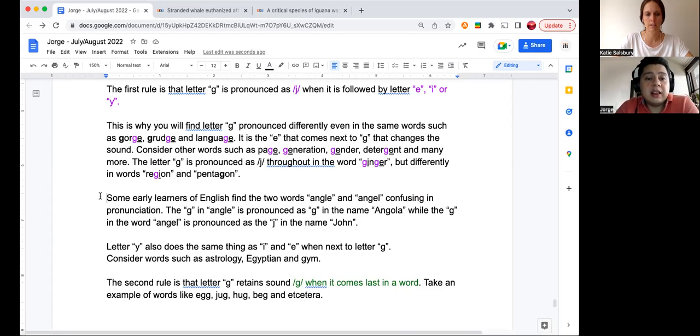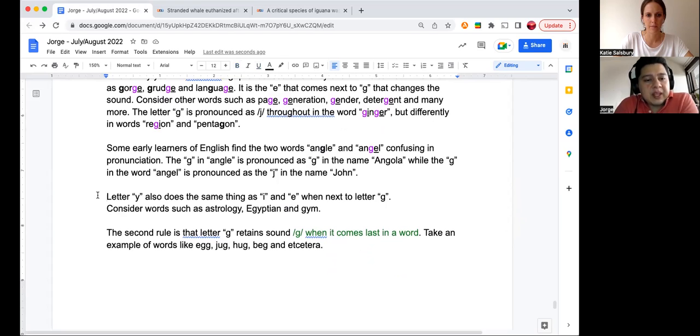Some early learners of English find the two words angle and angel confusing in pronunciation. The G in angle is pronounced as G in the name Angola. While the G in the word angel is pronounced as J in the name John. Right. And you understand because this one, why? It's followed by an E. So that one sounds like a J, angel. And this one is not, so that's just angle. Okay.